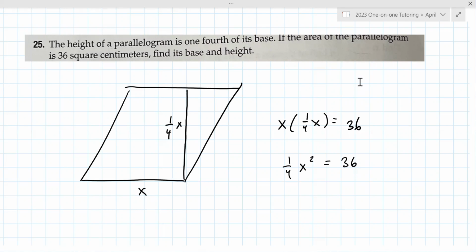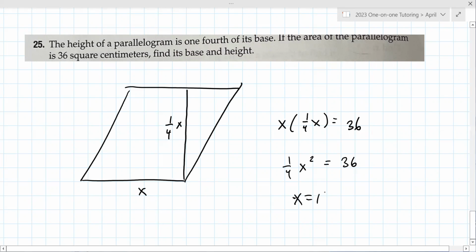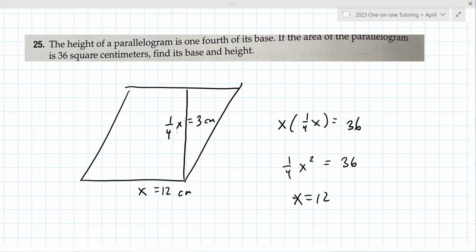So x is 12. X is 12. I agree. They want the base. That's 12. 1/4 the base is 3 centimeters. All right. 26. Is that good to do? Yep. Okay.